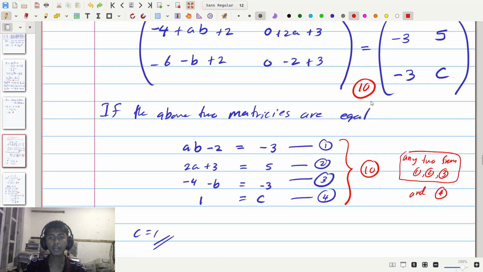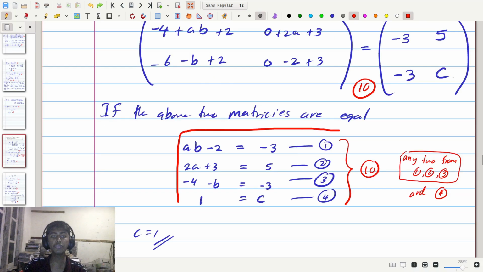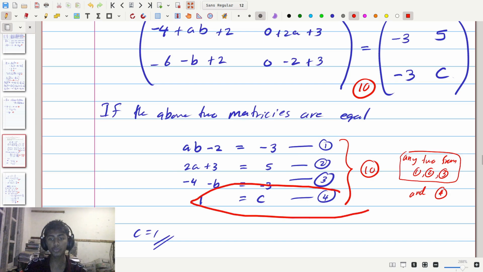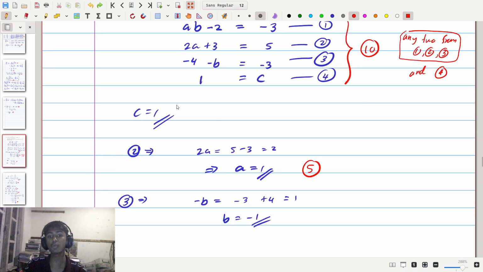Now after that, when you then apply the conditions of equivalence of two matrices onto these two, and then from that get these 4 equations, for getting any two of the first 3 and the last one, you get 10 total marks. Now after that, when you then take this equation, simplify, substitute and get the values of a, b and c as a equals 1, b equals negative 1 and c equals 1, you get another 5 marks.